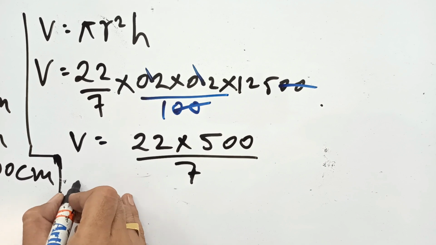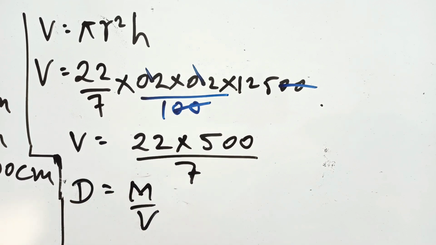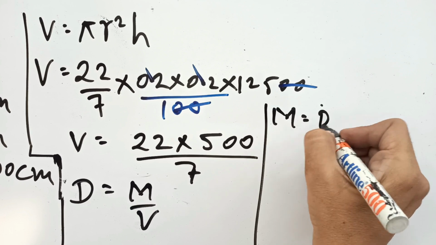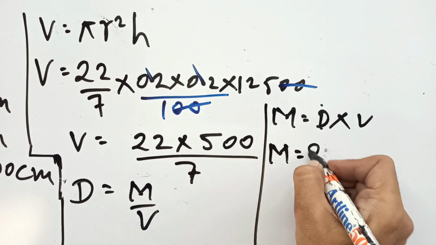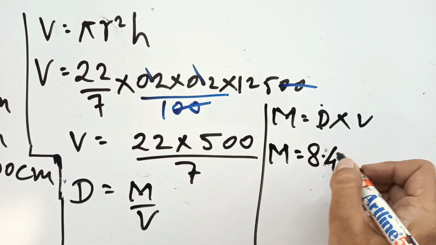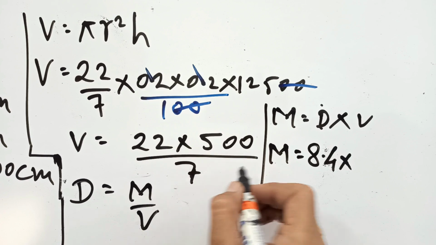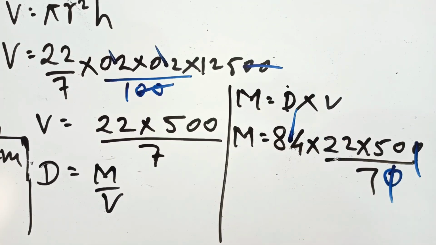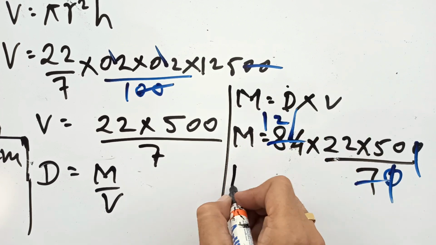And in physics we know that density is equal to mass upon volume. So we'll use this concept, mass is equal to density into volume, and density of copper wire given in the question is 8.4 gram per cubic centimeter. Volume we found 500 upon 7. 7 means 7, 7 to the 14.